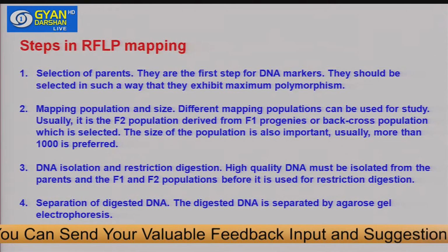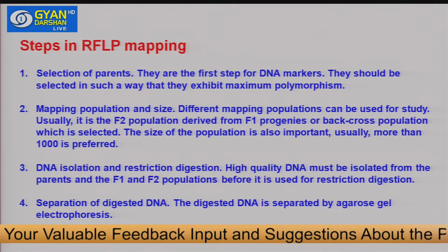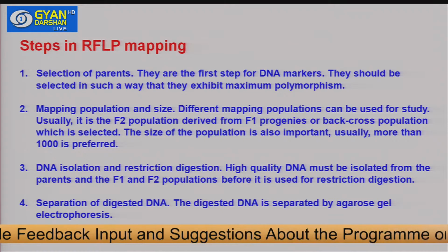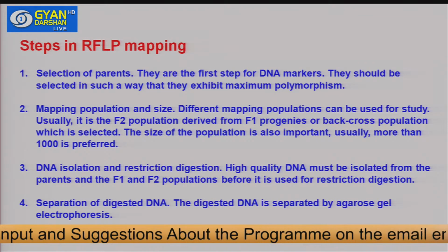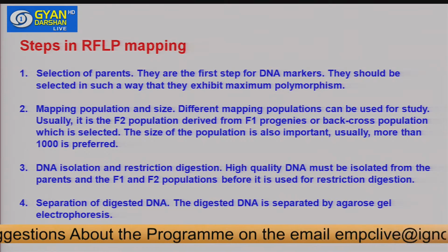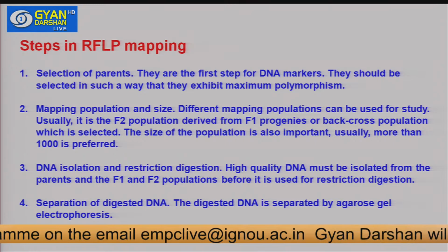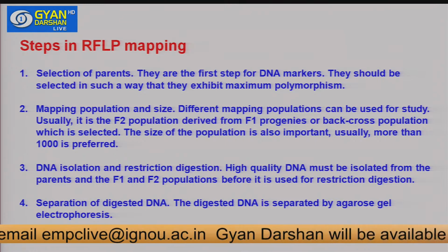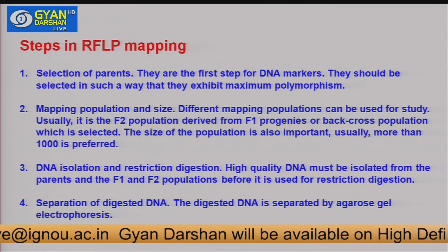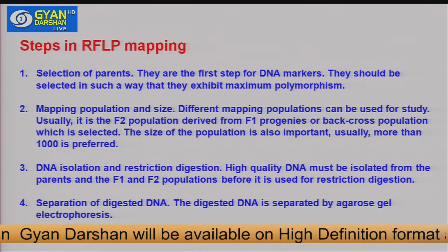So what are the steps in RFLP mapping? First, you need to select the parents. They should be selected so that they exhibit maximum polymorphism. Then the mapping population and size: different mapping populations can be used. Usually it is the F2 population derived from F1 progeny, or a backcross population, which is selected. The size of the population is very important.